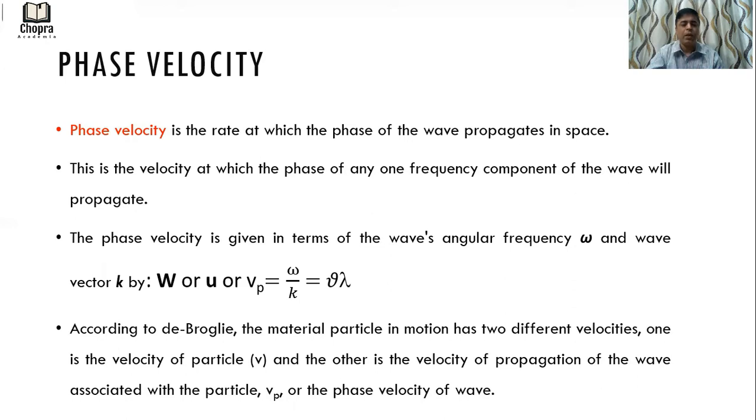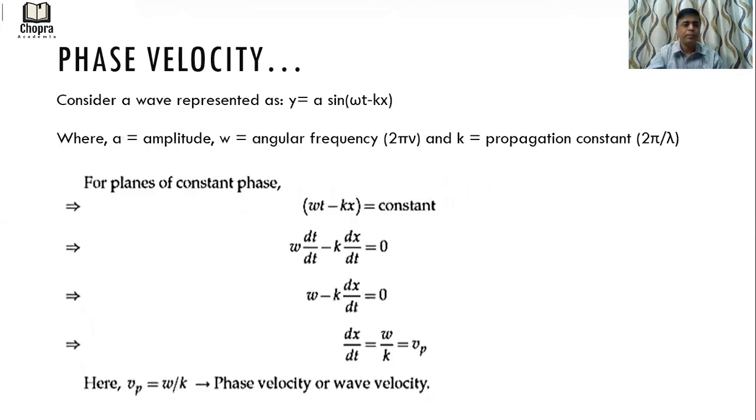Now let us consider, we are basically trying to find the expression for wave velocity, which was omega by k. So it's a very simple derivation I wanted to discuss here. Consider a wave represented as y is equal to a sine (omega t minus kx), where a is the amplitude of the wave, omega is the angular frequency, which is 2 pi nu, and k is the propagation constant or the wave number, 2 pi by lambda.